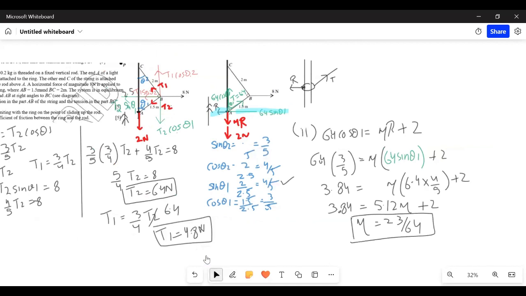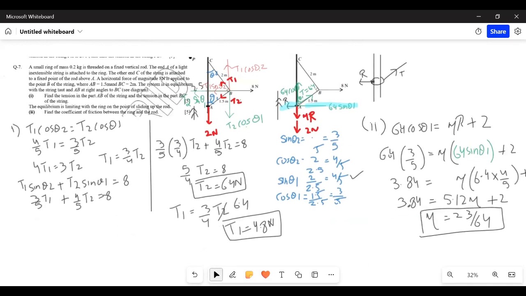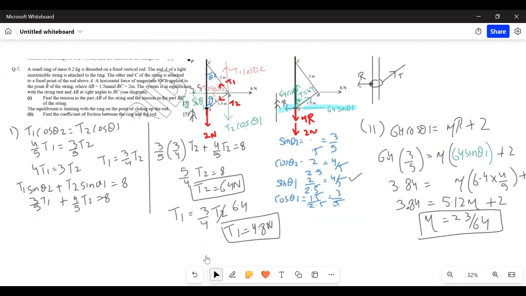Okay, you may leave it as a fraction or you may give it as a decimal, which is coming out to be 0.359 in three significant figures. Any questions here? Okay. If not, then we start the next question, question number 8.